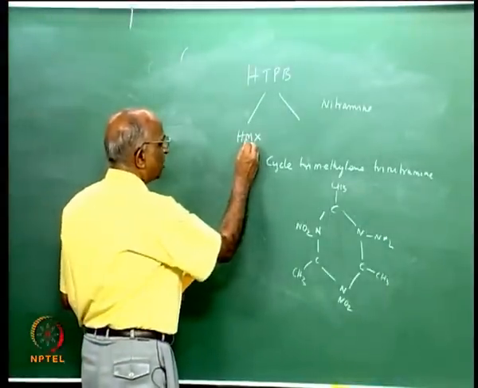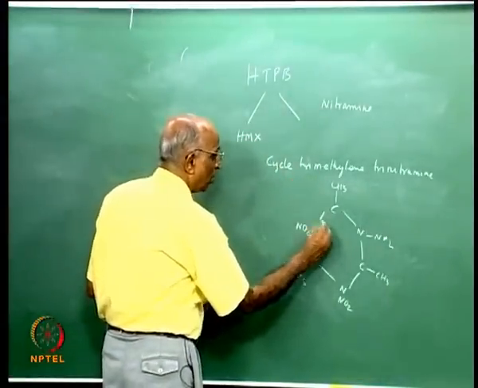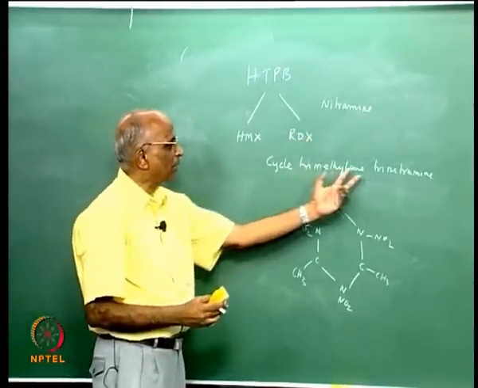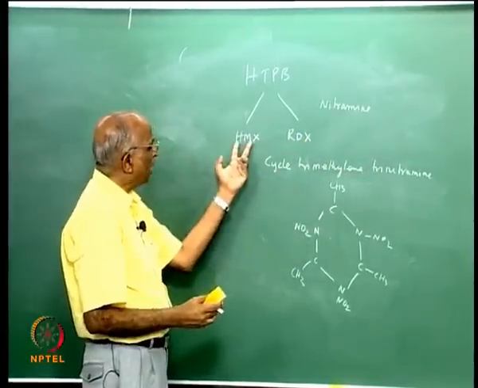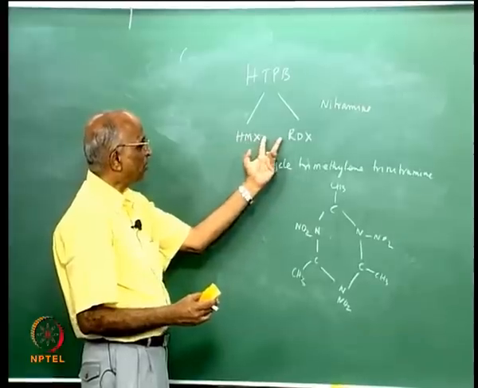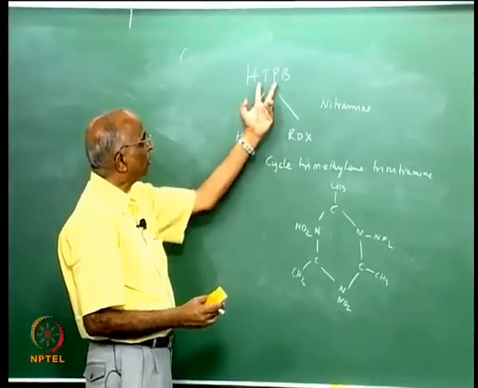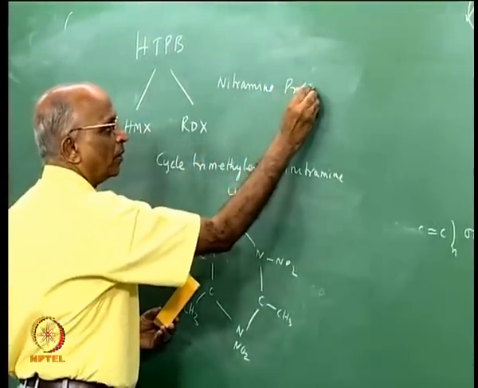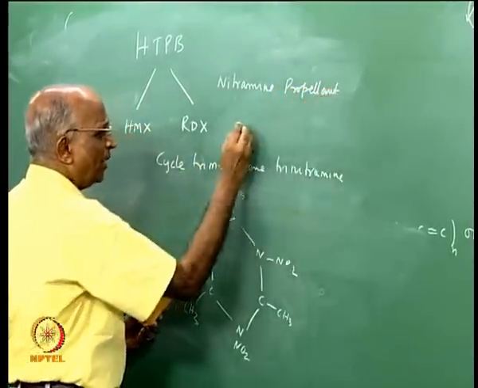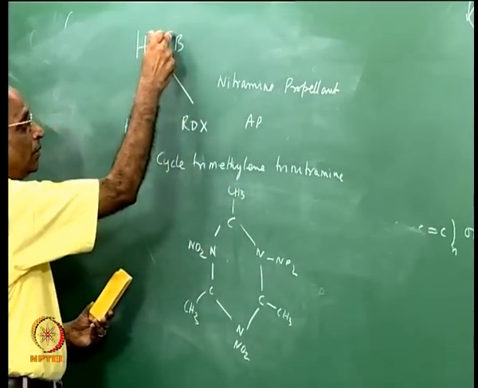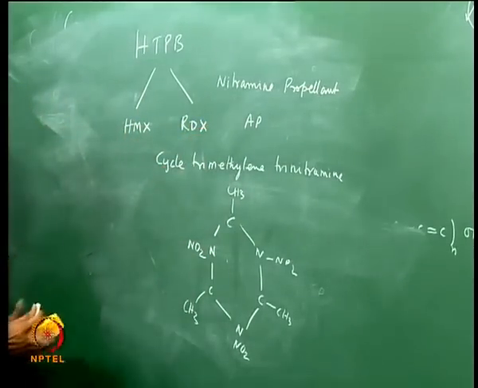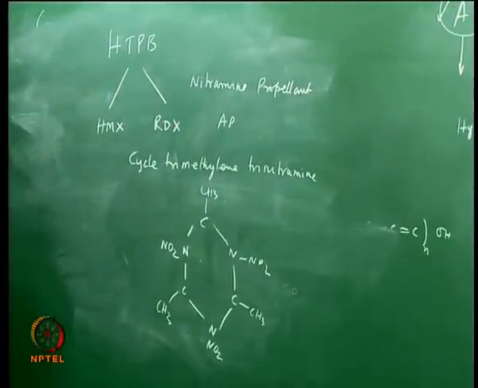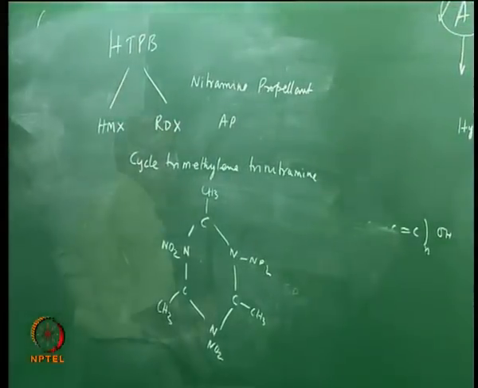In addition to adding HMX, this particular thing is what is known as RDX, research and development explosive, which is cyclo-trimethylene nitramine. You add almost 80 to 85% of one of these explosives to HTPB, and that is what is known as a nitramine propellant. Of late I find AP is also being added to this, and this is also called AP plus HMX or RDX and HTPB, which also constitutes the nitramine propellant.